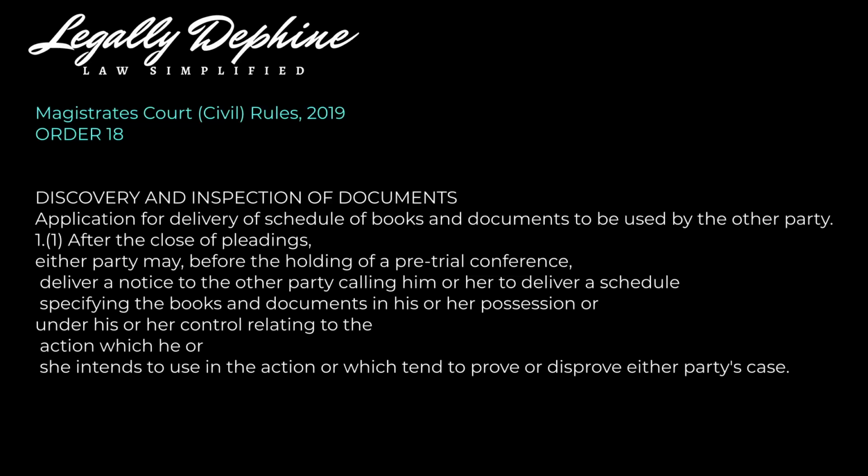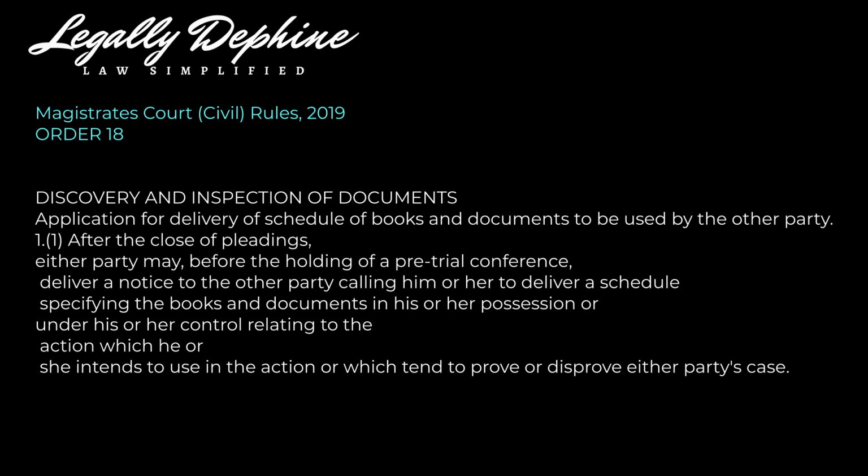After the close of pleadings, either party may apply for discovery of documents, that is, requiring the other party to specify the documents and books that they are going to use at the trial. The books and documents which are not disclosed may not be used at the trial by the party which failed to disclose them. Order 18 of the Magistrates Court Civil Rules provides for the discovery and inspection of documents as follows.